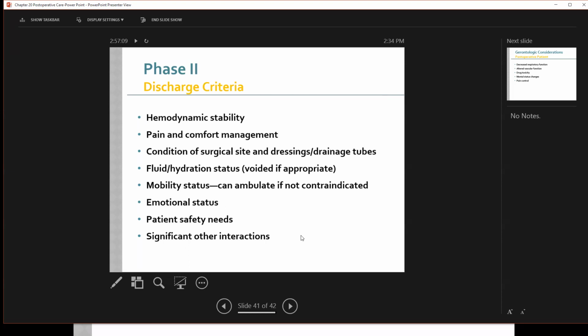Interactions are important with significant others as they may be the caregivers upon discharge. Discharge teaching should include education for the patient and their caregiver. Discharge criteria may vary based on the types of surgery performed. Care during phase 2 focuses on educating the patient to assess and potentially manage tubes, drains, and other care associated with the surgical incision procedure.